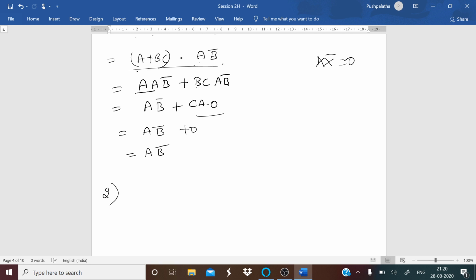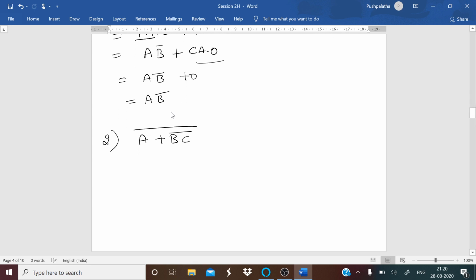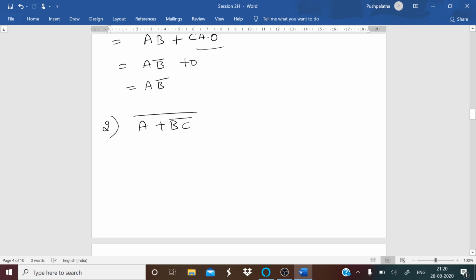Similarly, let us go for one more sum, that is a plus b c bar the whole bar. Now let us break up the smallest part, that is this bc. So this becomes a plus, in the form of bc the whole bar, that is x into y the whole bar is equal to x bar plus y bar.